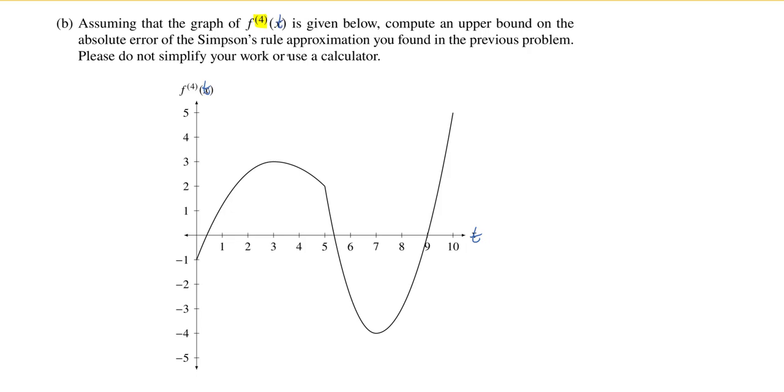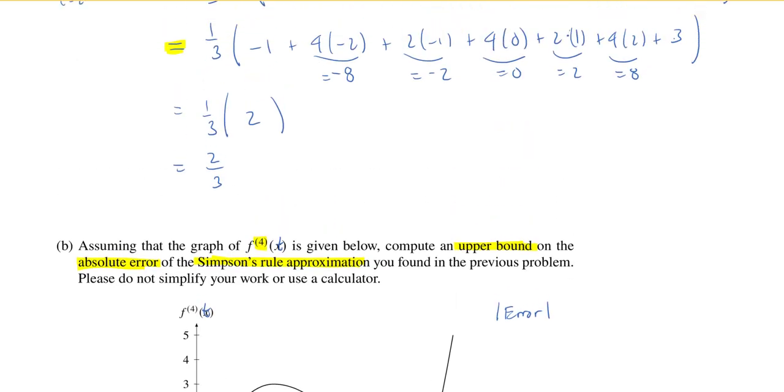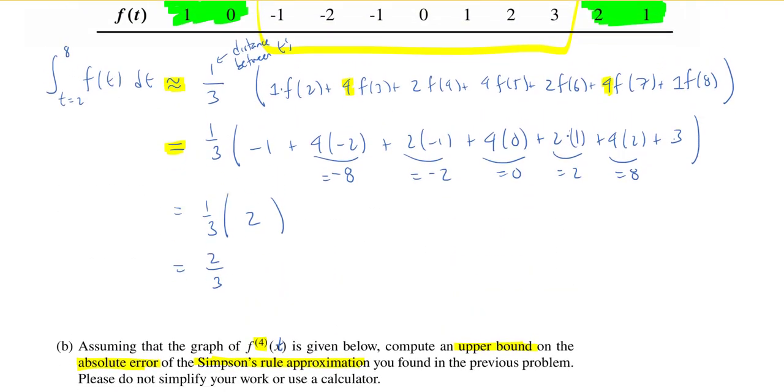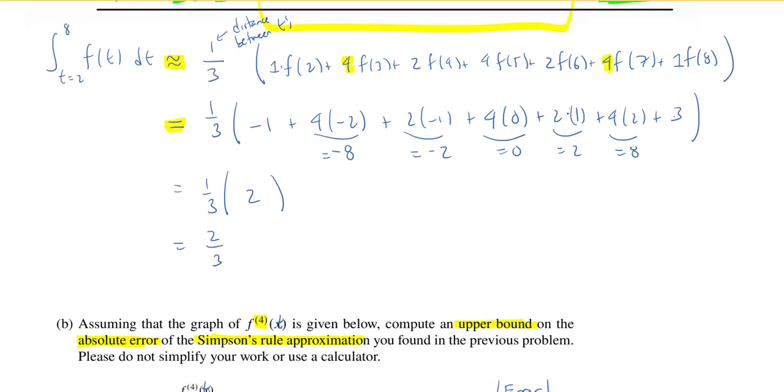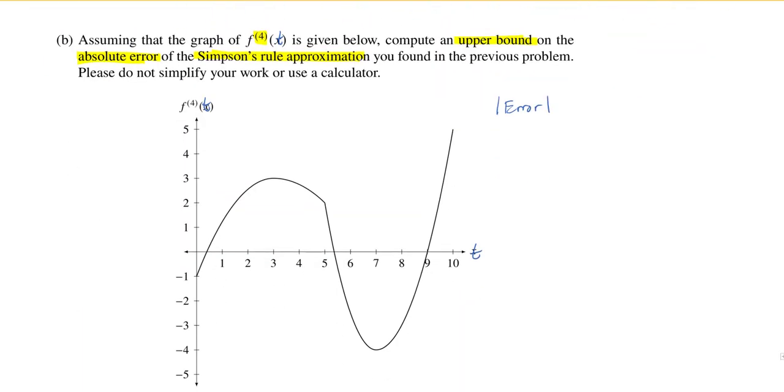We're going to assume that it's given below by this function here, and we want to compute an upper bound on the absolute error of the Simpson Rule approximation. So we're interested in knowing how big an error we made in the previous problem when we approximated the value to be 2/3. We didn't know it was equal to 2/3. We just said it's approximately 2/3, and we want to know how much we could possibly be off by. Maybe we're too high, maybe we're too low. That's why we use the absolute value of the error.